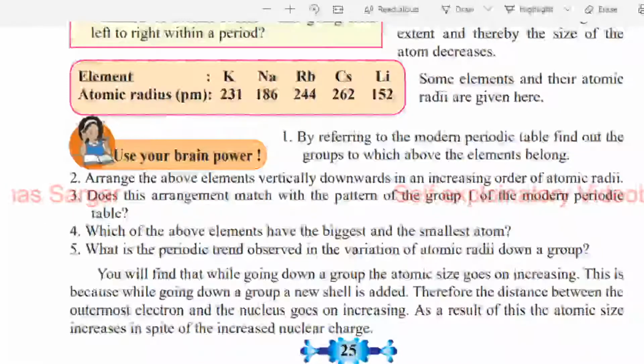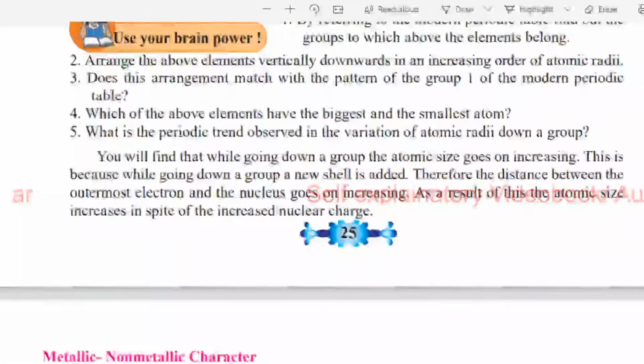What is the periodic trend observed in the variation of atomic radii down a group? You will find that while going down a group, the atomic size goes on increasing. This is because while going down a group, a new shell is added. Therefore, the distance between the outermost electron and the nucleus goes on increasing. As a result of this, the atomic size increases in spite of increasing nuclear charge.